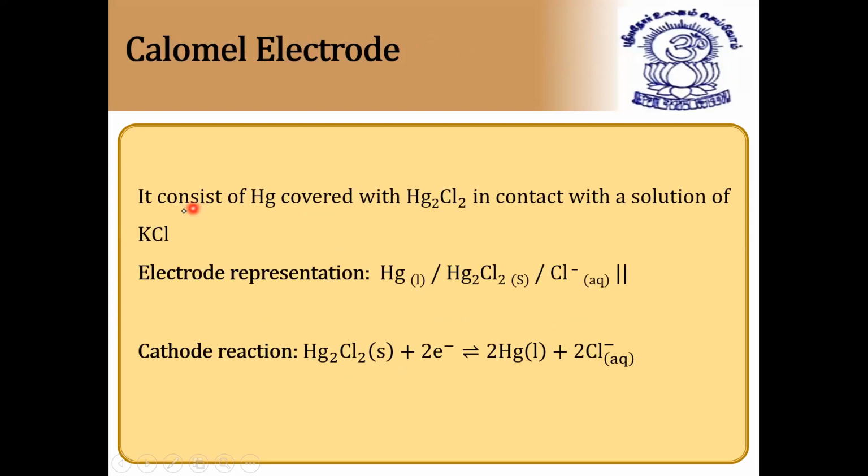Next, we have the calomel electrode. It consists of mercury covered with mercurous chloride in contact with a solution of potassium chloride. This is called the calomel electrode. The electrode representation is mercurous chloride, Cl minus, salt bridge, and the cathode reaction is Hg2Cl2 gains 2 electrons. So this is also a reduction electrode, because it is gaining electrons. So these are the different types of electrodes we have.